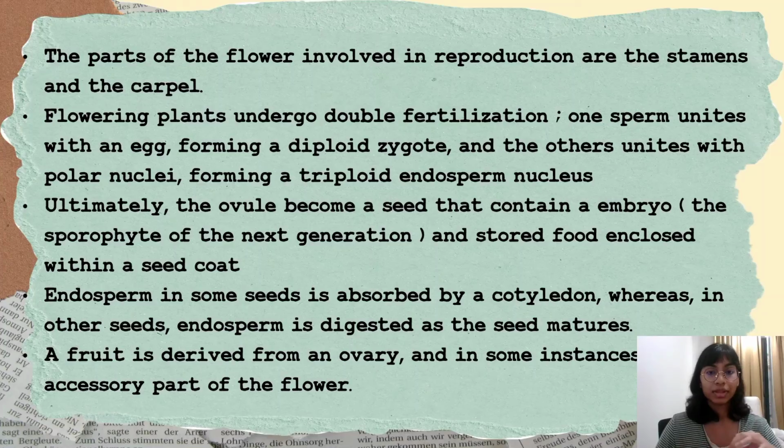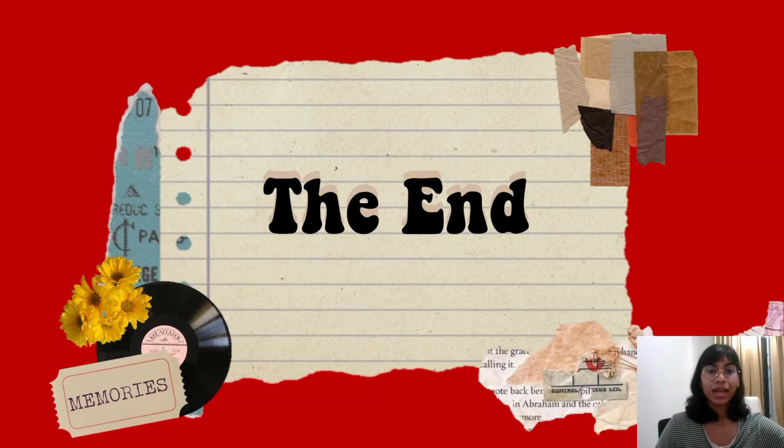In conclusion, we have learned the characteristics of seed plants, identified different groups of gymnosperms, got a glimpse of what angiosperms are, and through that we have differentiated monocots and eudicots, and lastly we have covered the flowering plant life cycle. And that is the end of our topic today.